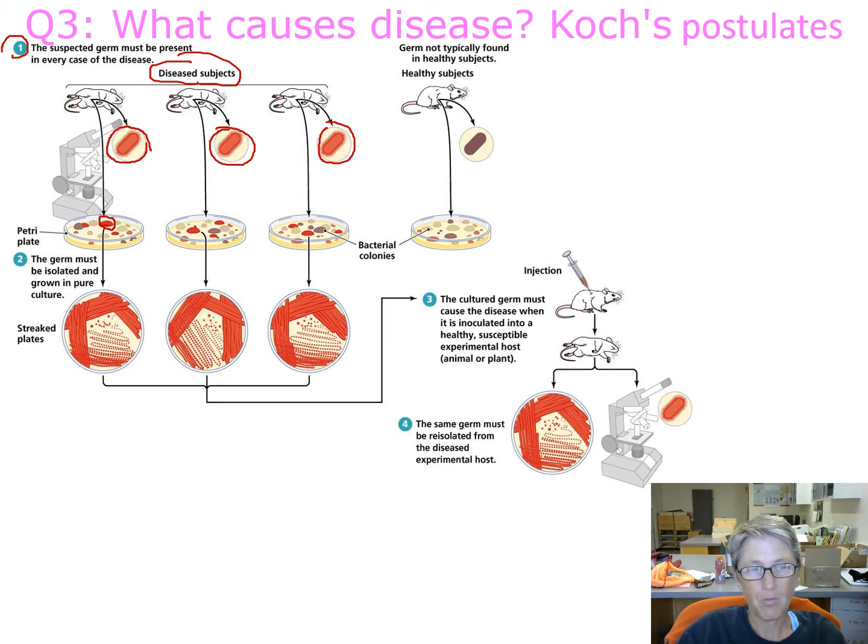And for example, this red lump. So this bacteria grew this red colony. Same thing here. This bacteria grew this red colony, and this red. Any of these red colonies are colonies of this bacteria. And same with the third diseased rat. So Koch's postulates. Number 1, first postulate: the suspected germ or microbe must be present in every case of the disease. The second postulate: the germ or microbe must be isolated and grown in pure culture.